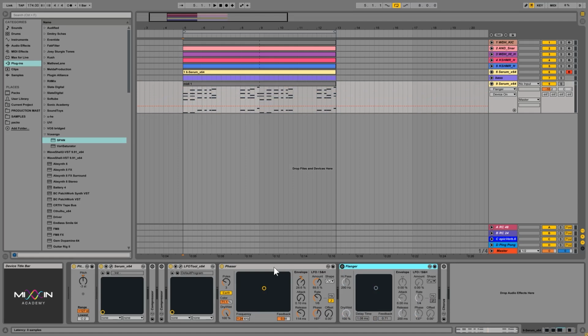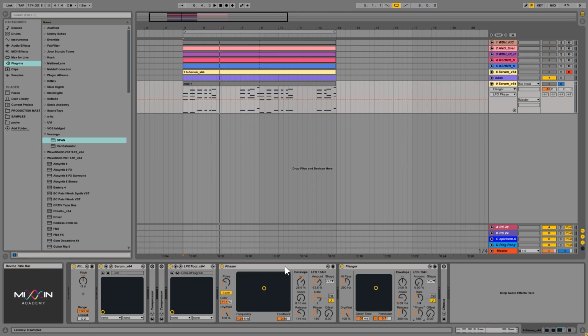So let's try that with the phaser. Let me show you what it sounds like. Now this phase actually affects the LFO. So this is the phase for the LFO oscillators, meaning that at 180 they are perfectly out of phase, meaning that there are two LFOs for the left and the right channel, and they are perfectly out of phase when this is at 180. Same here for the flanger. We have the envelope, the LFO, and on the LFO we have the phase.